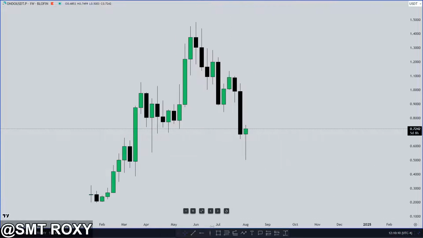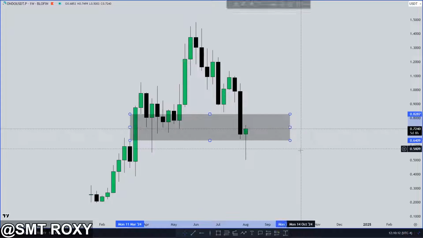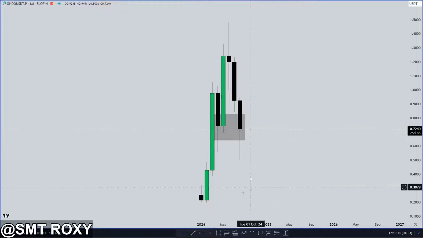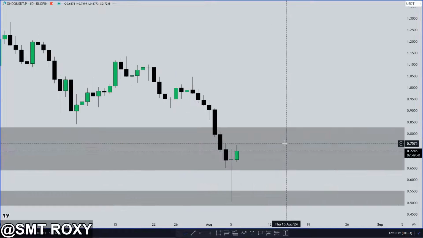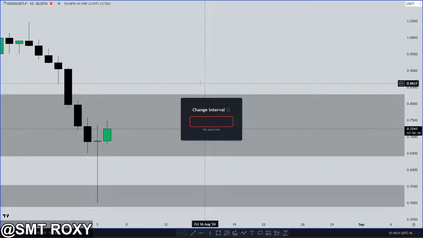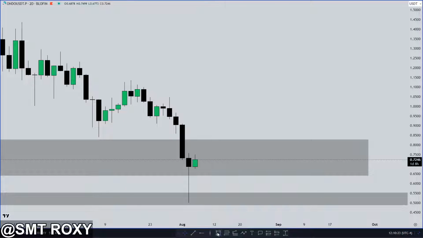Ondo's one of those markets where I am watching also. Weekly PDRA, we're inside of it. On the monthly, we did tap up into the monthly PDRA also. So again, just very clean. On the daily, we don't really have much here on the 1 day, but on the 2 day, we do have something here, a fair value gap. So waiting for that to see if we respect it or if we make it inverse.